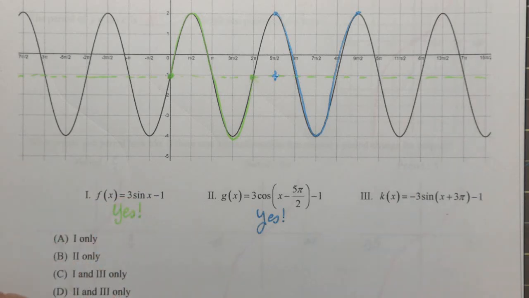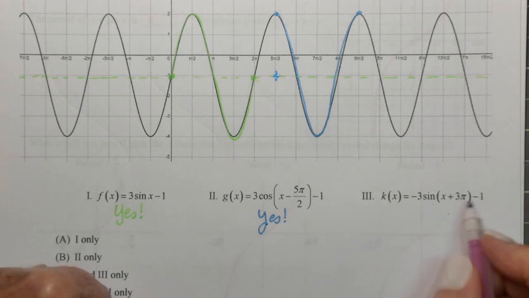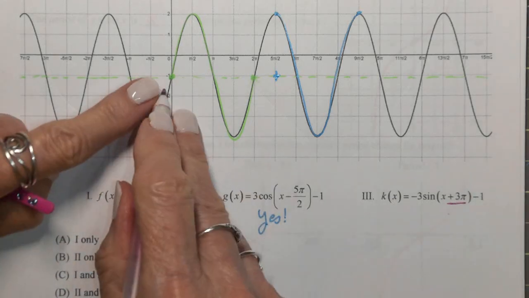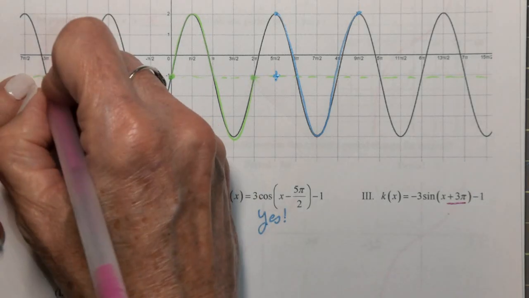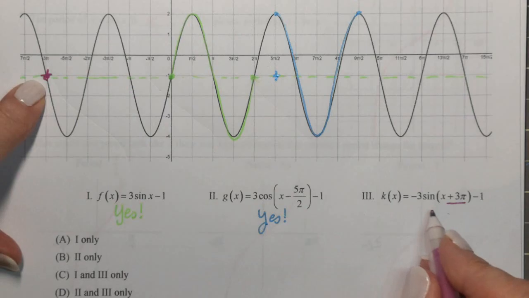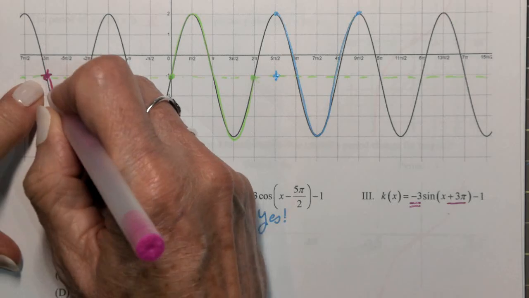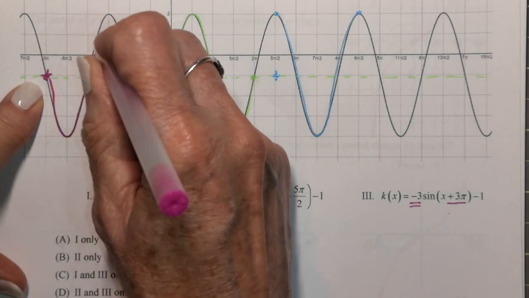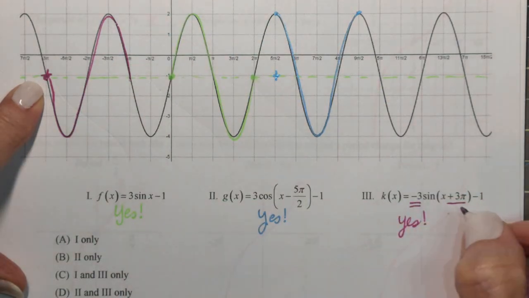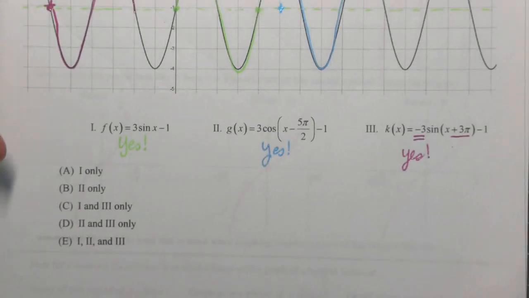What about this one? It's a negative sine, and we have to go left 3 pi. Left 3 pi would be right here. It goes through the origin, which it does. It's a sine, so it should. It's a -3. Is it going down 3? It sure is. It's going down 3. So this one works as well. All three of them work. So the answer here would be E, 1, 2, and 3.